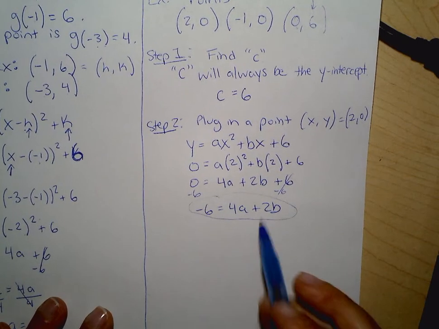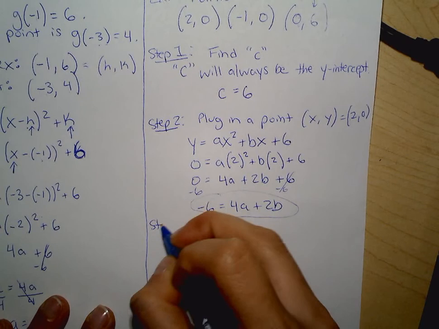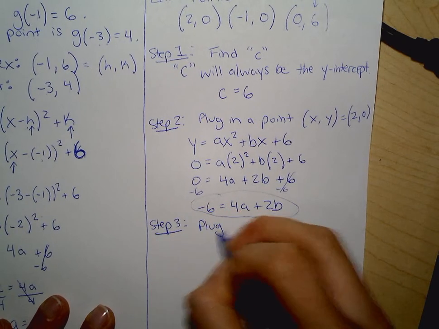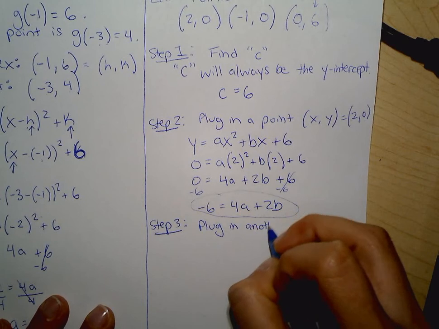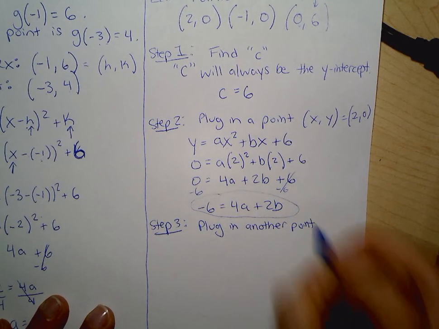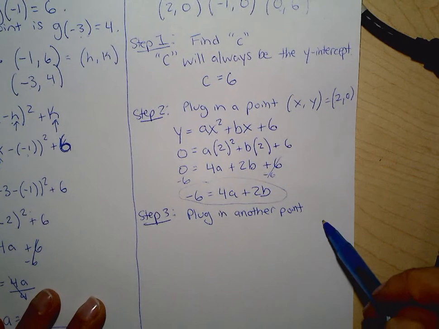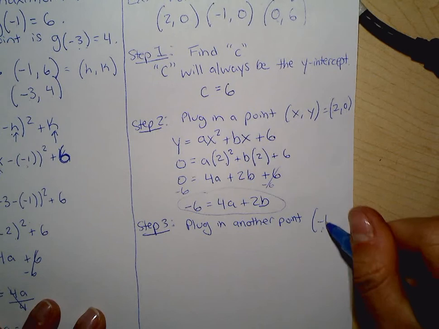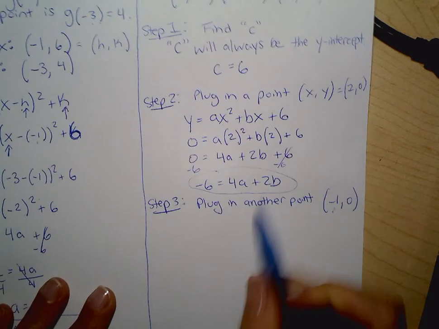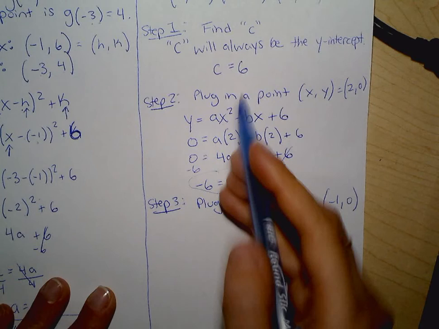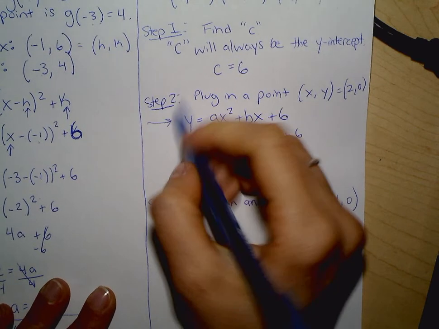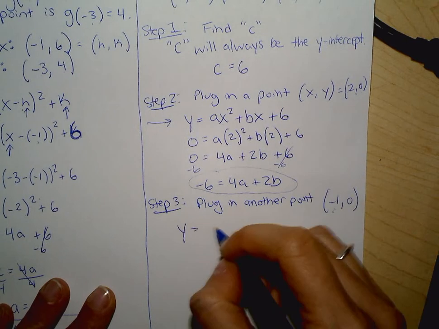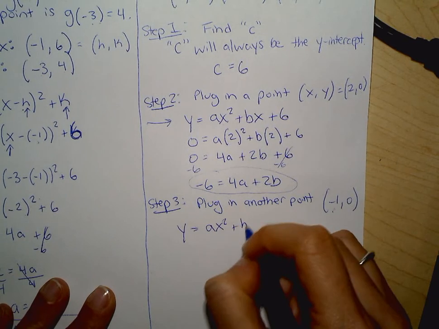And I'm going to go to step 3. So now I'm going to plug in the other point. Plug in another point. And the other point I'm going to choose is the (-1, 0). So I'm starting with my same equation as up here, because I don't know a or b yet. All I know is c is 6. So y is equal to ax squared plus bx plus 6.